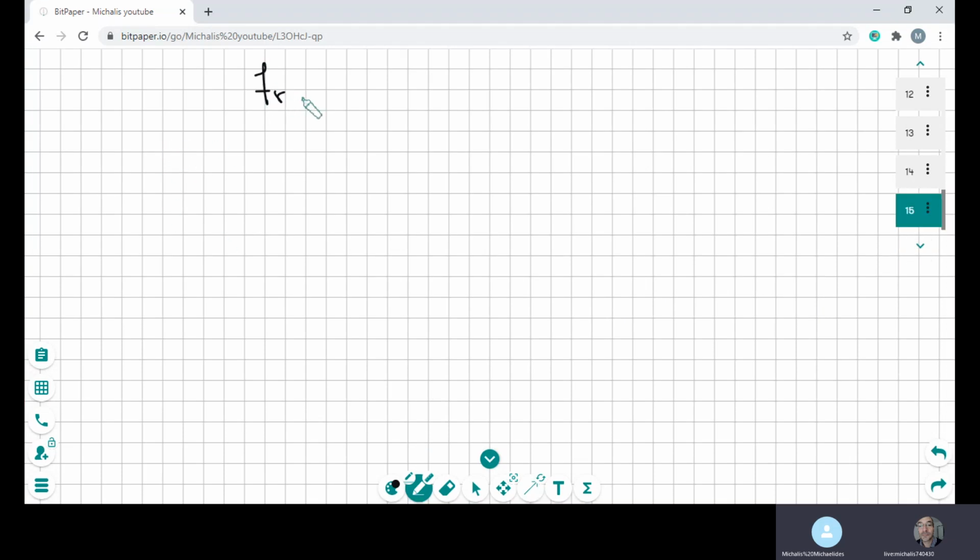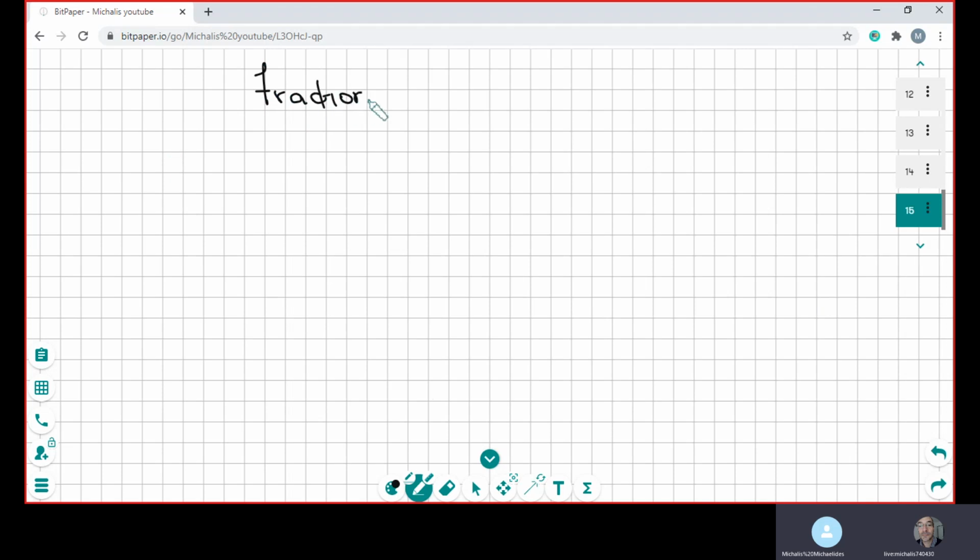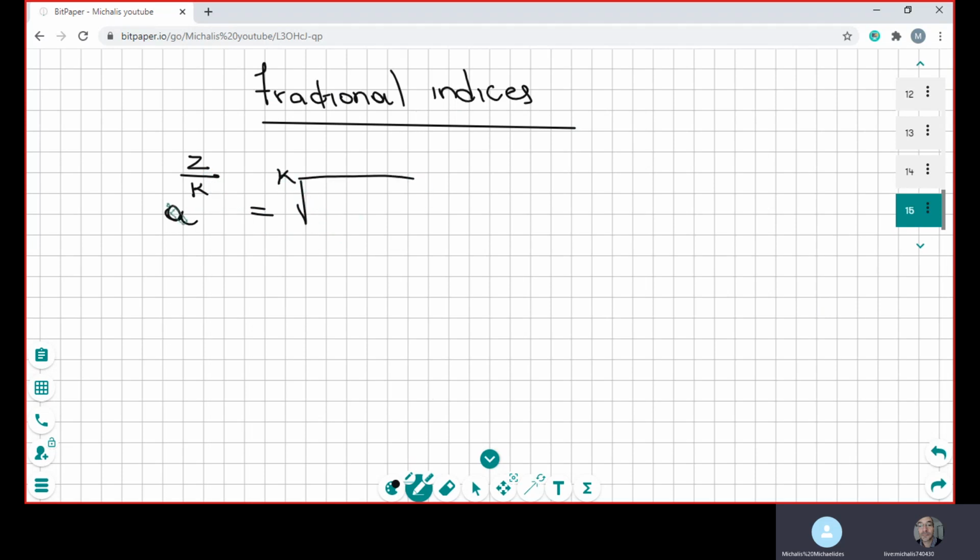Fractional indices. Here it's useful to remember the fractional indices rules. A to the power of z over k. If I have a number raised to a fractional power, this can be written as a root. The denominator is the degree of the root, so it's k, and the z is the power of the whole thing. I can bring the a under the root, and I can raise everything to the power of z.